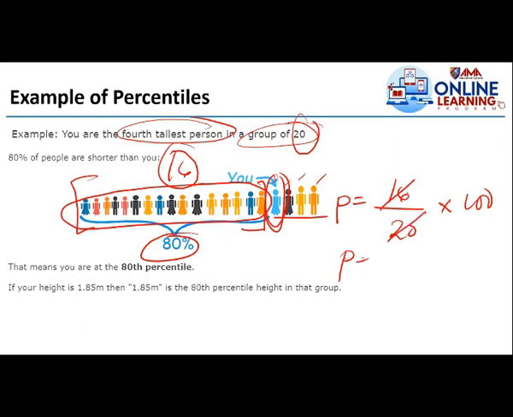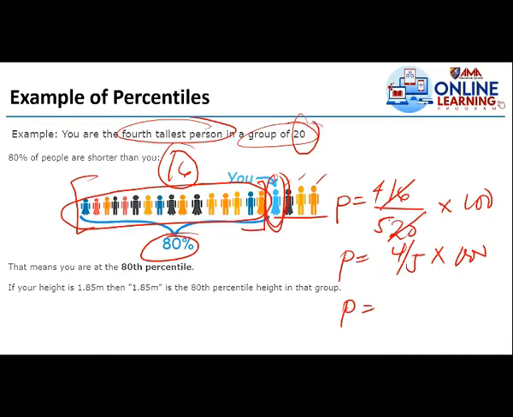Divide natin both 16 and 20 with 4 kasi yan yung pinakamalaking number na pwede ma-divide sa 16 and 20. So that is 16 divided by 4 is 4, 20 divided by 4 is 5. So that is 4 over 5 times 100, or simply use a calculator.